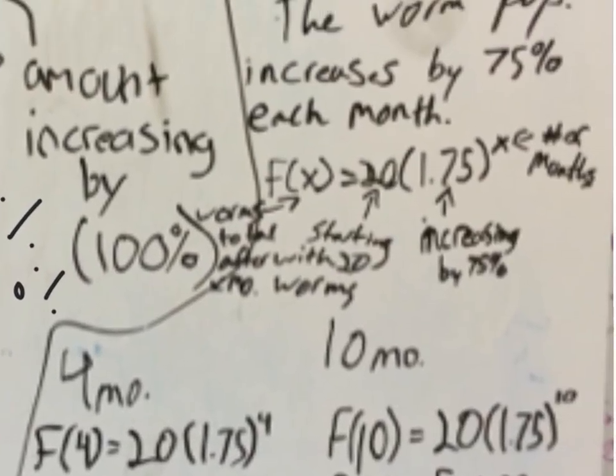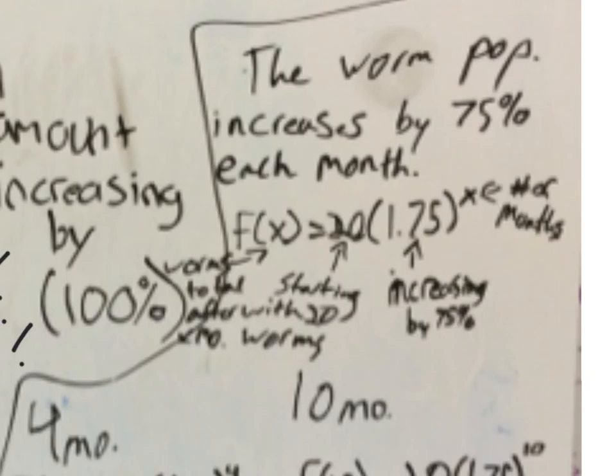So they actually set up a second version here where the worm population is increasing by 75% each month, not 100%. They're going to start with 20 worms this time. So starting with 20 worms but increasing by 75% means that they have 1.75 as their common multiplier, the 1 for the original 100%, the 0.75 for 75% growth, and power of x for the number of months. So that was nicely explained.